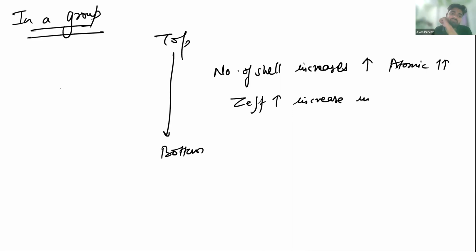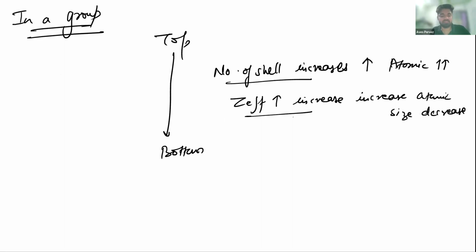But the screening effect also increases as we move down. Let me explain: when the Z effect increases, the size decreases, so they will counterbalance each other. As we move from top to bottom, one thing is increasing the size, another thing is decreasing the size, so they can counterbalance. Since the Z effect is increasing, the atomic size is decreasing, but along with it the screening effect also increases.